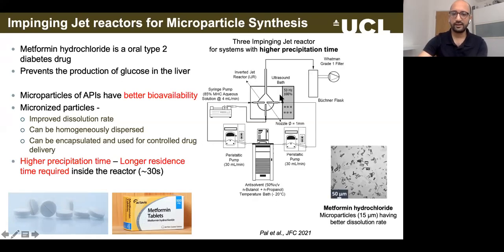To increase the residence time, here we operated the impinging jet reactor in an inverse manner. So rather than forming the film and coming out of the reactor, the reaction mixture stays inside the reactor. And that is how we get this longer residence time. And we adjusted the flow rates in such a way so that we get the exact residence time, or the reaction time, we want the reactants to spend inside the reactor. And that is how we made this long residence time process also work in an impinging jet reactor. And here are the particles which formed in the reaction, which are in the range of 15 microns and which have better dissolution rate than the bulk chemicals.